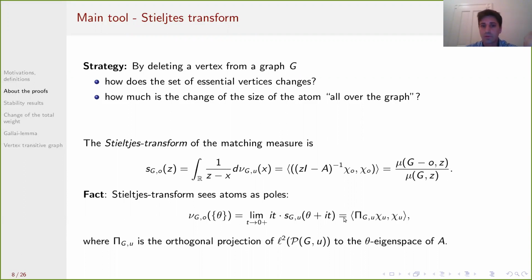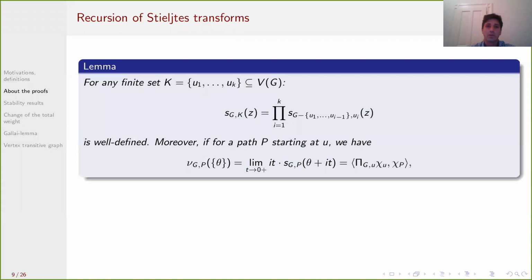So the first is because it's a Stieltjes transform, the second is because of spectral theory. Unfortunately, we will need more. We have to define the Stieltjes transform for more vertices than one. So for any finite set of vertices, I will define the Stieltjes transform as a product of Stieltjes transforms. We are just telescopically putting one more vertex in each time. This is well-defined, so it doesn't depend on the order of the vertices.